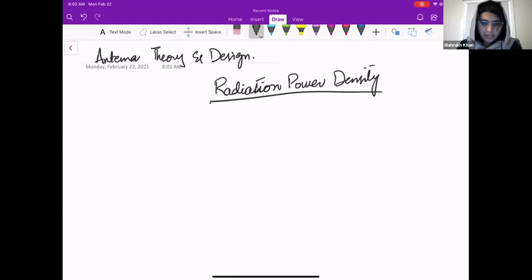So what is radiation power density? When we transport power or energy through EM waves, we are actually thinking about transferring the energy from one particle to another, right? So it should have some radiation power in it. Density, the name suggests that it should be per meter square, or we are thinking of an area from which it is radiating.